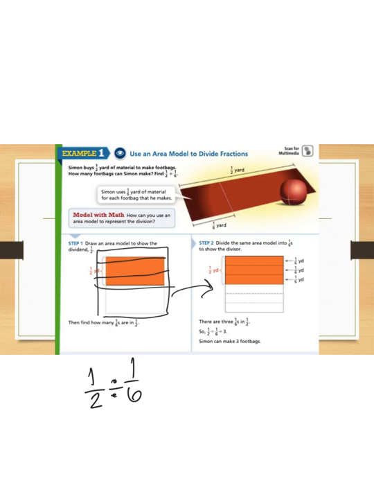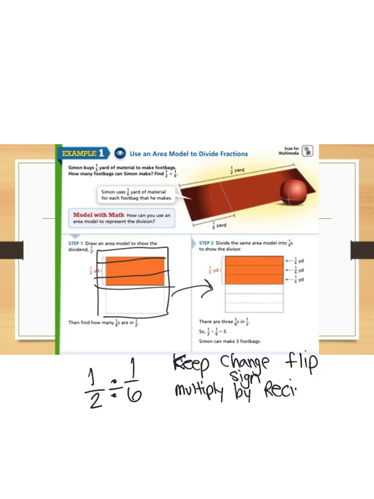Now, yesterday I taught you how to solve division problems using the method keep, change the sign, and flip the second fraction. This was multiplying by the reciprocal. So we keep 1/2 the same, we change the sign to multiplication, and we flip over the 1/6.